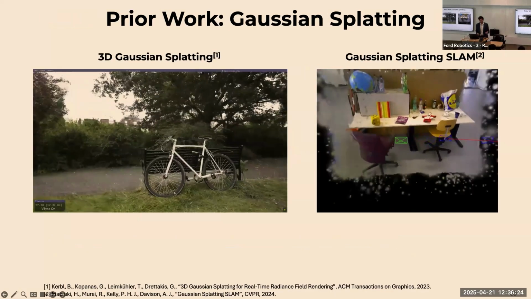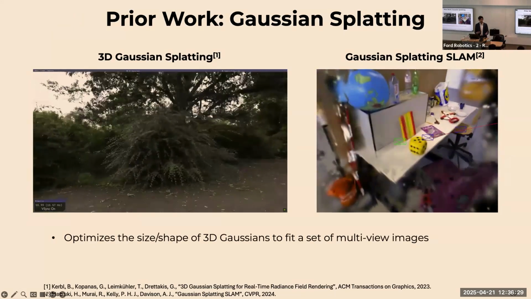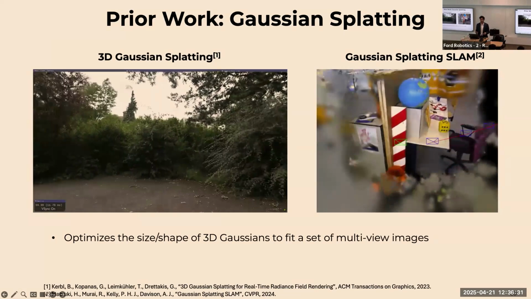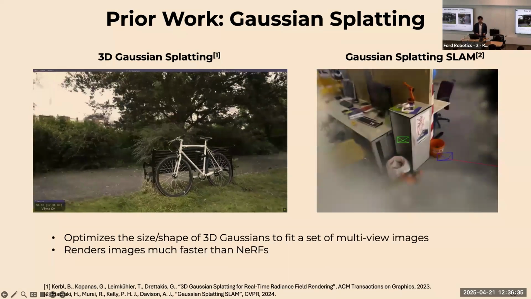This leads us to a more recent development called Gaussian splatting, where instead of training a neural network, it actually optimizes a set of 3D Gaussians. And the primary benefit here is that it renders and trains much faster than NeRFs.